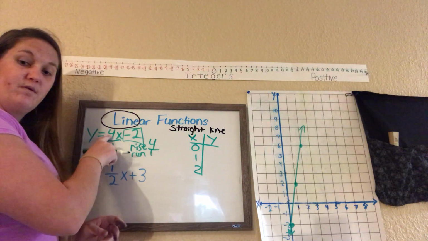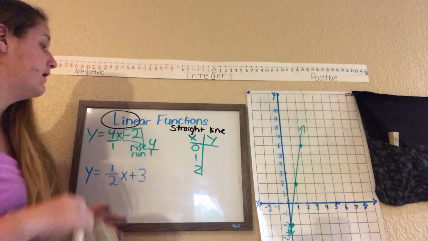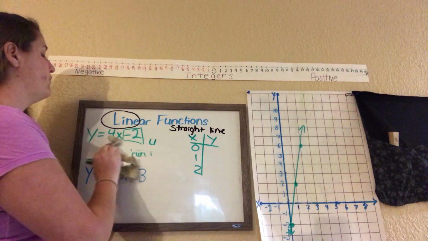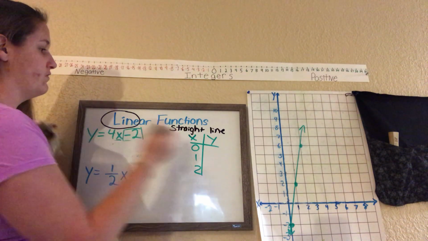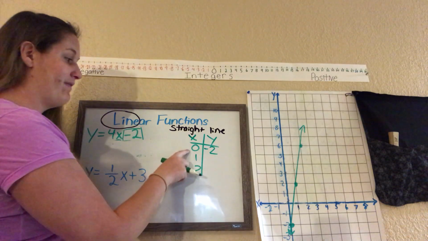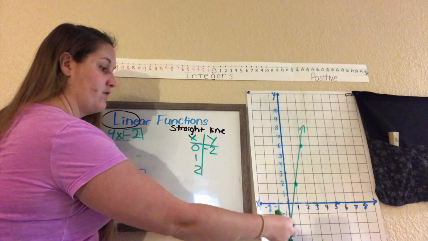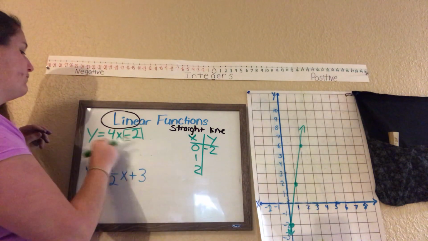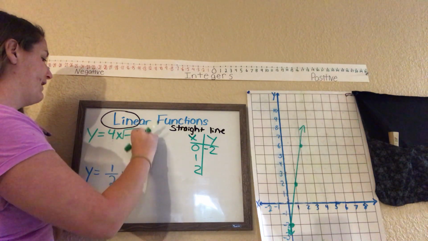4 times 0 is 0, right? So 0 minus 2 would equal -2. Now, do we have that ordered pair? Go out 0, down 2? Yes, we do. All right, let's try it with some other values.